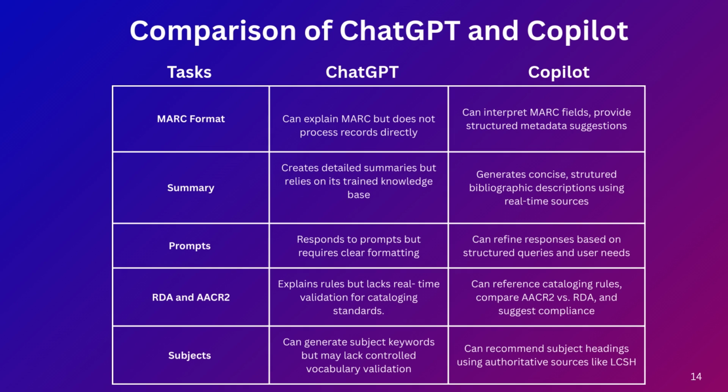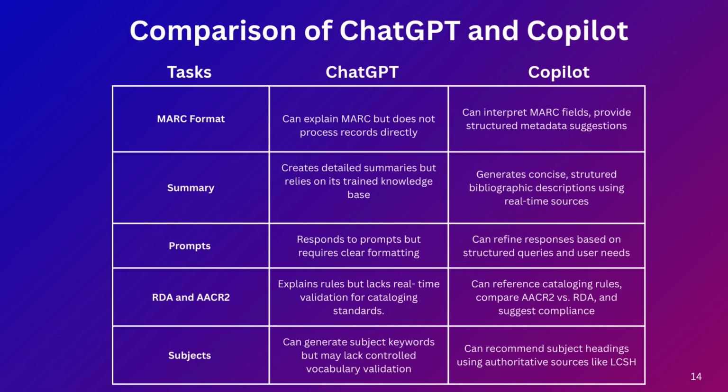And now I will discuss the comparison of ChatGPT and Copilot using the cataloging tasks we have mentioned. For a MARC format, ChatGPT provides general MARC insight without processing records. For Copilot, it identifies field based metadata accurately. For the summary, ChatGPT generates summaries based on its training data. Copilot pulls real time structured bibliographic details.